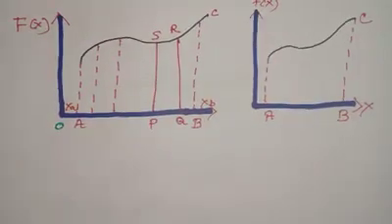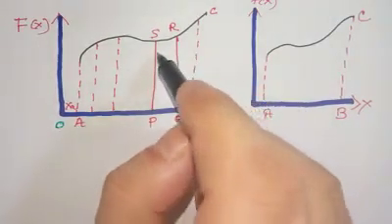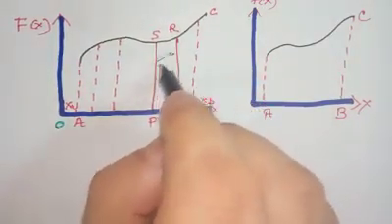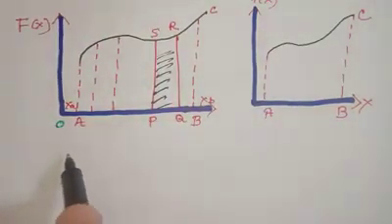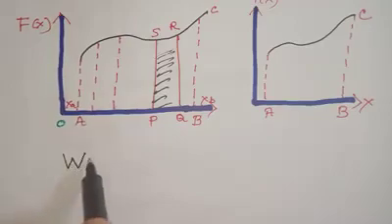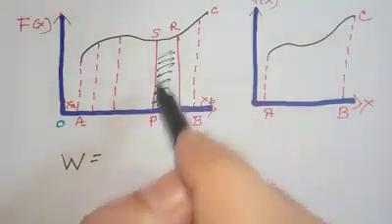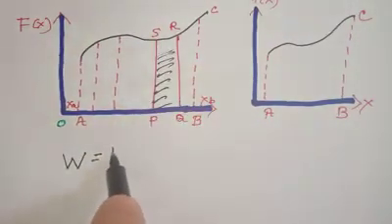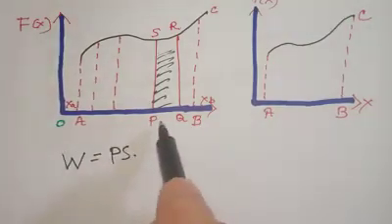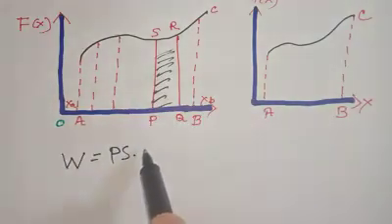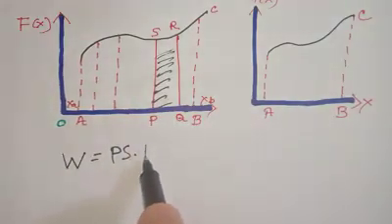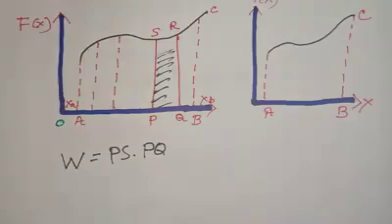Now let us see if we can calculate this part. So the distance is changing. What would be the work done in this particular part? Let me just color it. We are concerned about this tiny strip. So what we write over here is work done, W equals PS, that is the straight one, multiplied by PQ, which is the displacement. So PS is the force which has been applied, and PQ is the displacement which has happened.